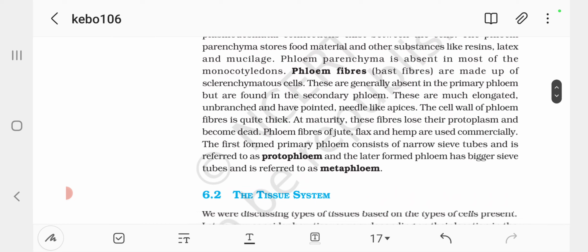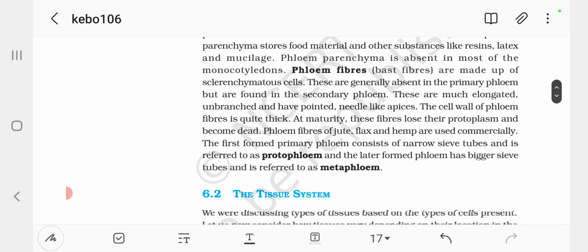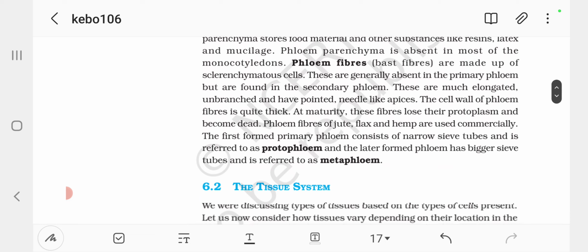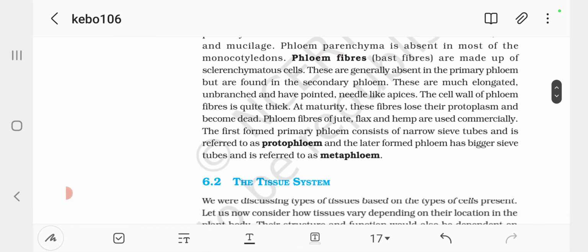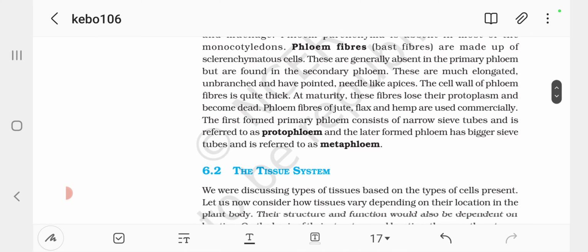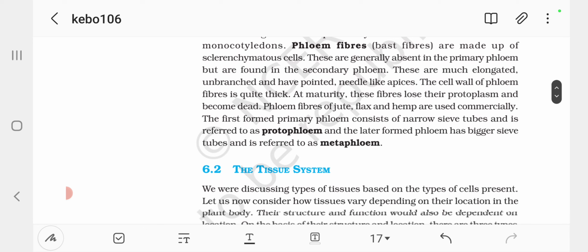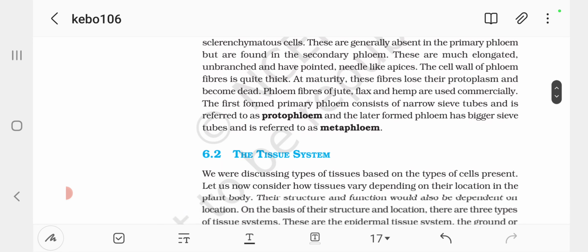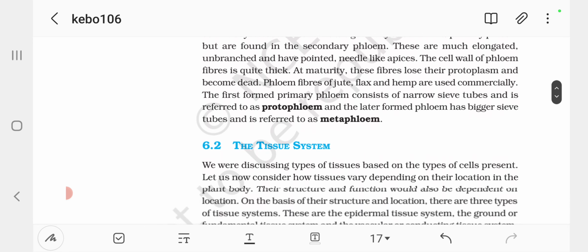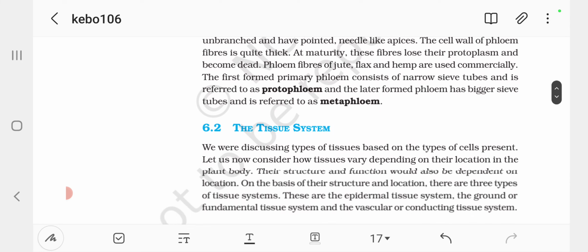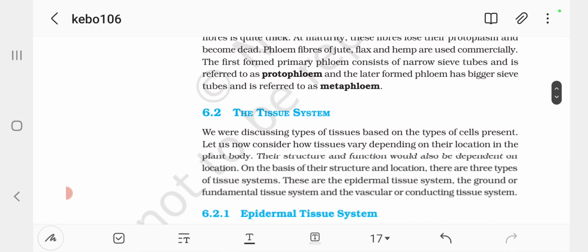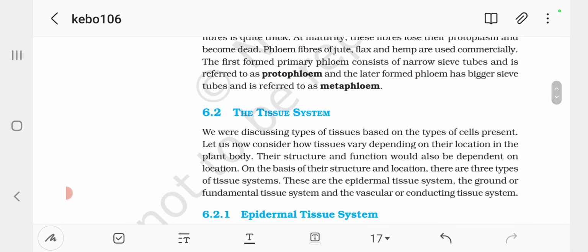Phloem fibers, or bast fibers, are made up of sclerenchymatous cells. These are generally absent in primary phloem but are found in secondary phloem. These are much elongated, unbranched, and have a pointed, needle-like apex. The cell wall of phloem fibers is quite thick. At maturity, these fibers lose their protoplasm and become dead. Phloem fibers of jute, flax, and hemp are used commercially.